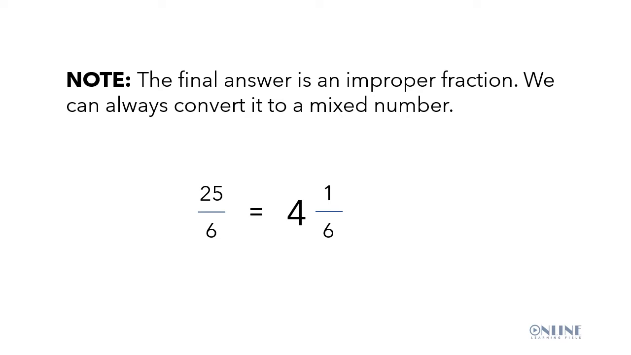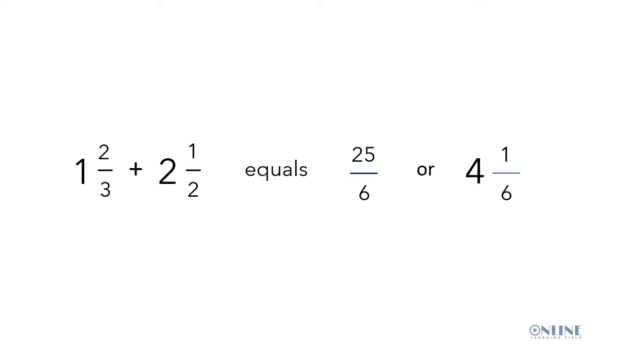We can always convert it to a mixed number. The sum of 1 2/3 and 2 1/2 equals 25/6 or 4 1/6. The girl spent 4 1/6 hours playing basketball and watching television.